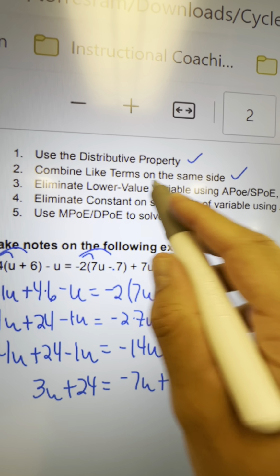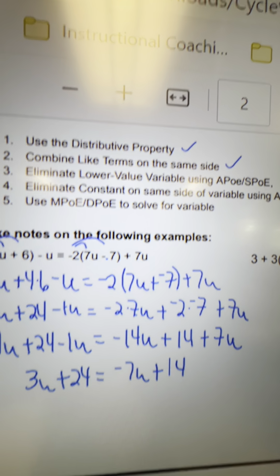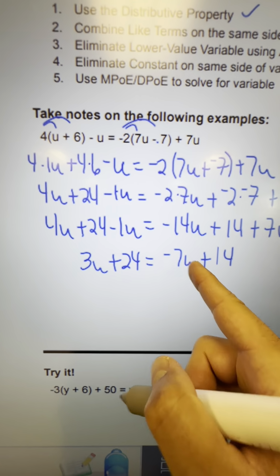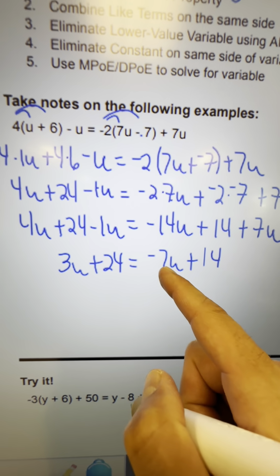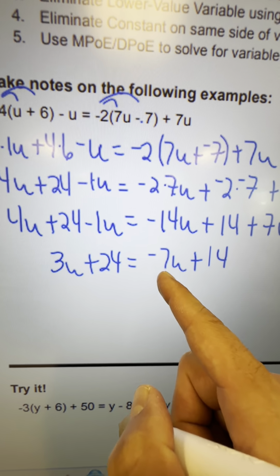Step 3 is to eliminate the lower value variable using either the addition or subtraction property. So look at my variables. I still have variables on both sides. And I just ask myself which one is lower in value. This is a positive 3. This is a negative 7. This is lower in value, so I'm going to eliminate that.